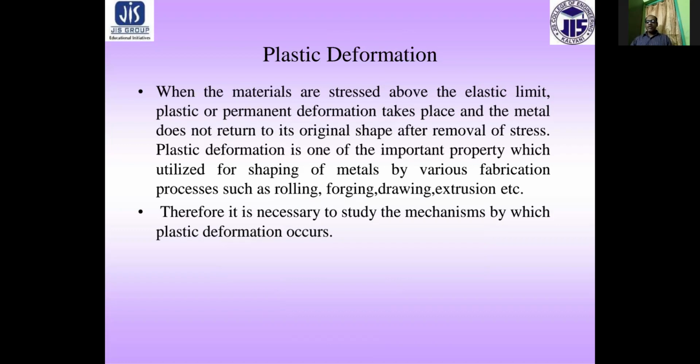So, the ability of metal to undergo plastic deformation is one of the important properties which is utilized for shaping of metal by various fabrication processes such as rolling, forging, drawing, extrusion, etc. Therefore, it is necessary to study the mechanisms by which plastic deformation occurs so as to assess the behavior of metals under the various fabrication processes used in shaping of metal.